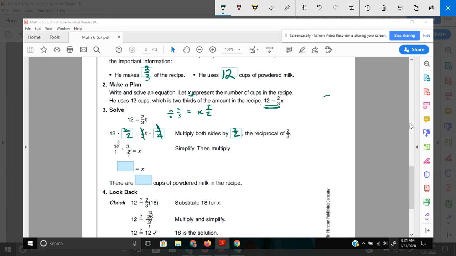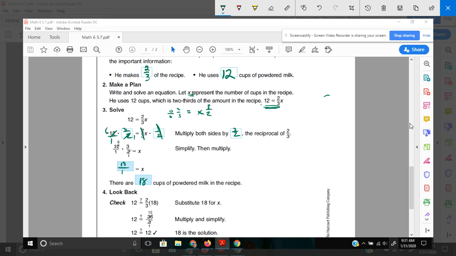On the left-hand side, I'll make this a fraction. You can see they simplified before multiplying. They divided each of these by 2 to get 6 and 1. And then they multiplied across. 6 times 3 on top would give me 18. And 1 times 1 on the bottom is 1. So my answer would be there are 18 cups of powdered milk in the recipe. And remember, that's the original recipe. He only used 2/3. So 2/3 of 18 is the 12 that he used.